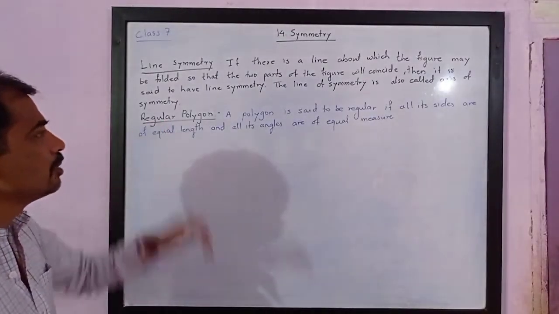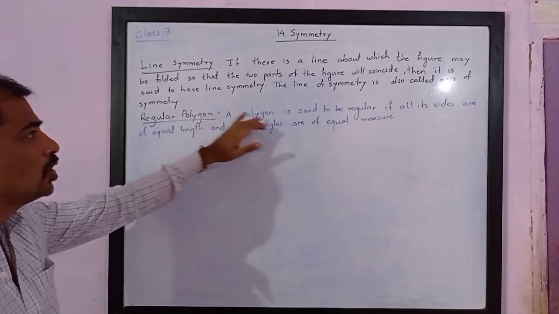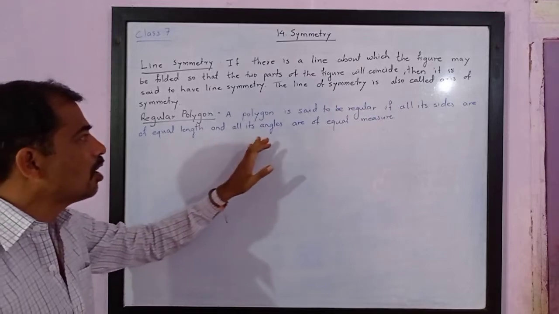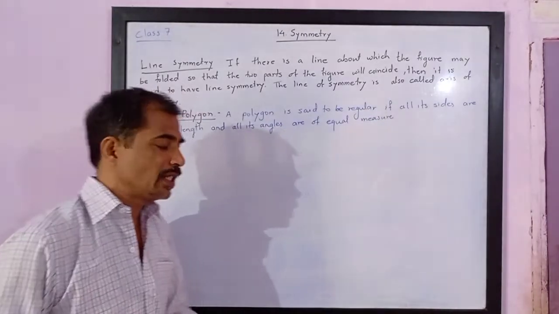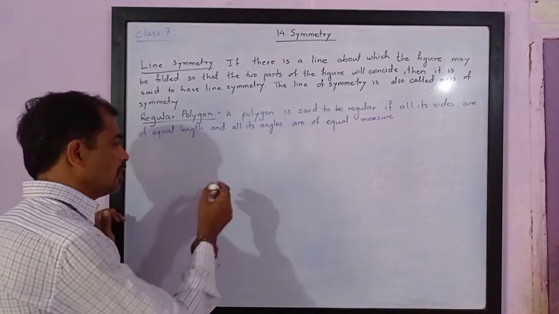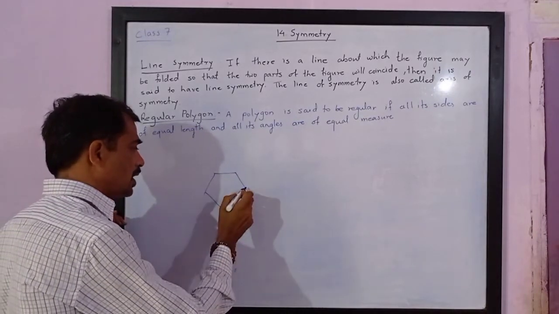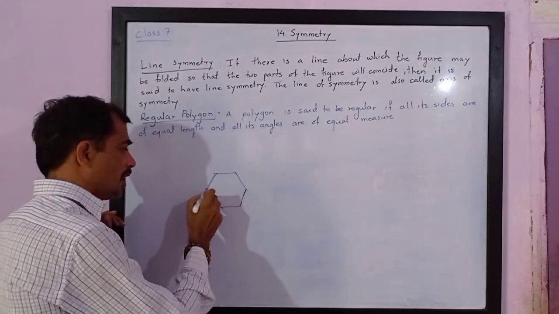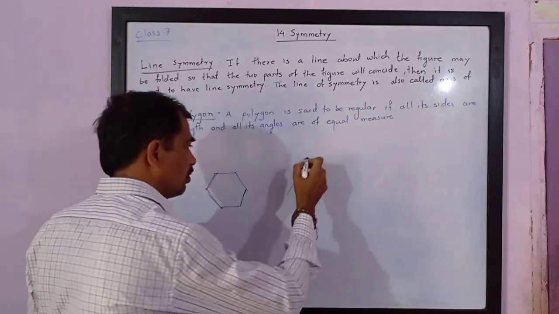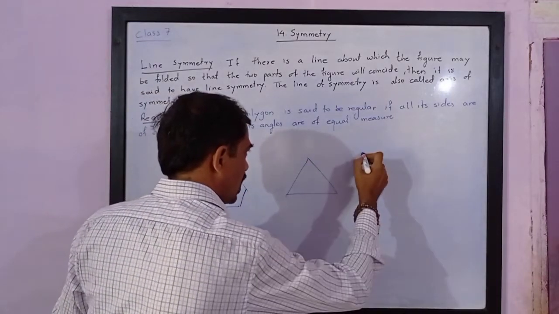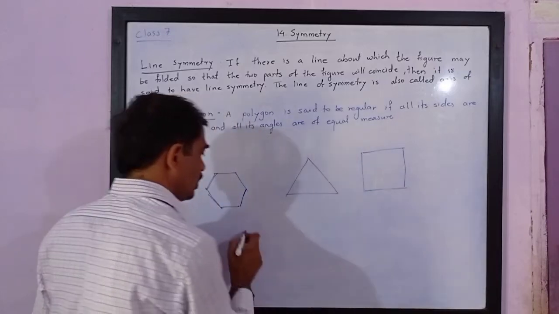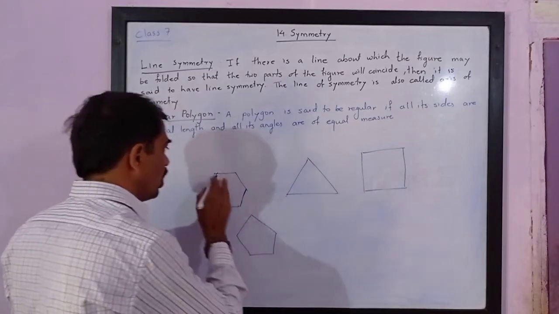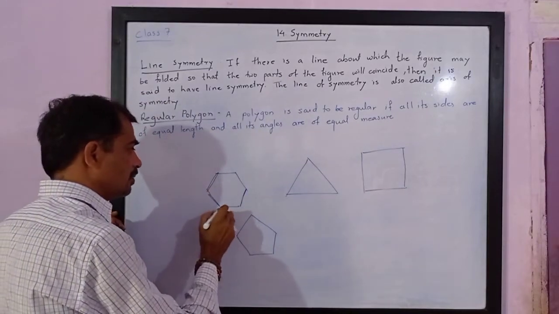Dear friends, the next point is about regular polygon. A polygon is said to be regular if all its sides are of equal length and all its angles are of equal measure. Now try to understand. We have studied that a polygon is a closed figure having a certain number of sides. If it has three sides, we call it a triangle. If it has four sides, we call it a quadrilateral. If it has five sides, we call it a pentagon. If it has six sides, we call it a hexagon.